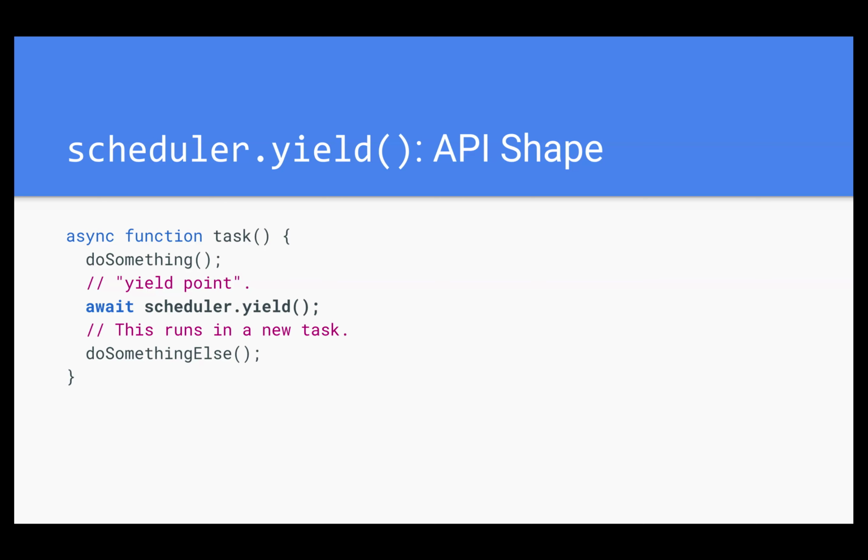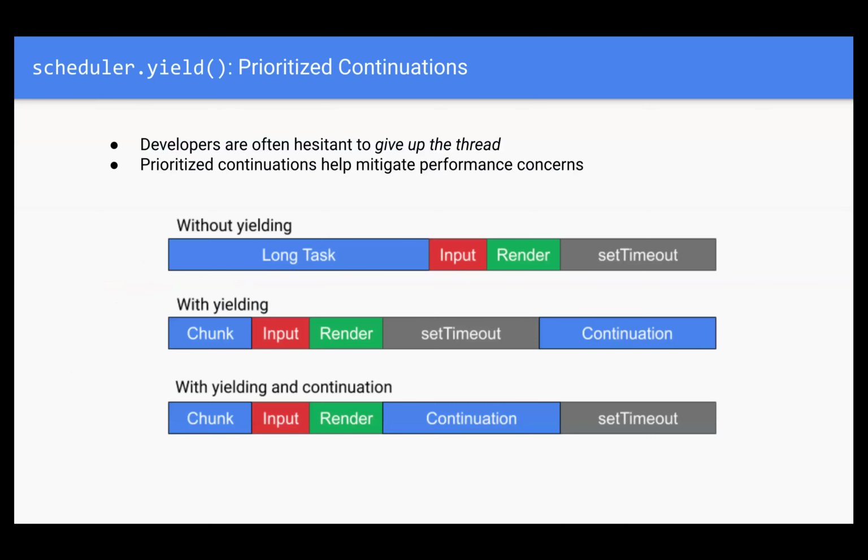You do some work, you insert a yield point, and it resumes afterwards. We took away specifying how the continuation runs, partly to simplify things and have good defaults, and then we can reevaluate if we need it. But if you need to schedule things at various priorities, we have postTask, and that can work. Never mind, I'll talk about the prioritized continuation.